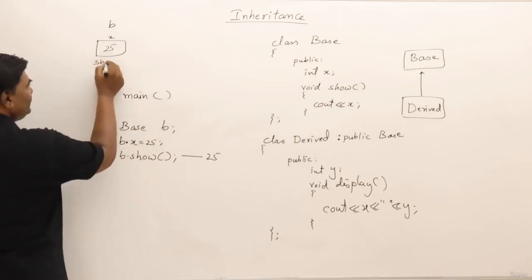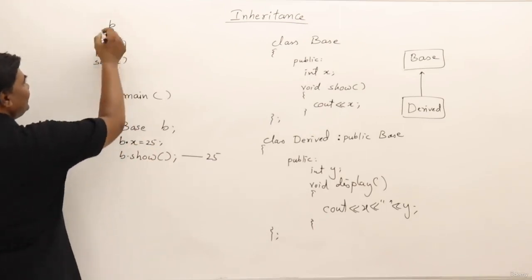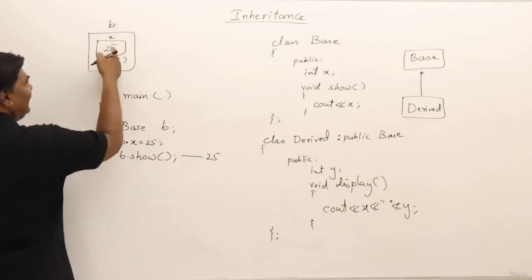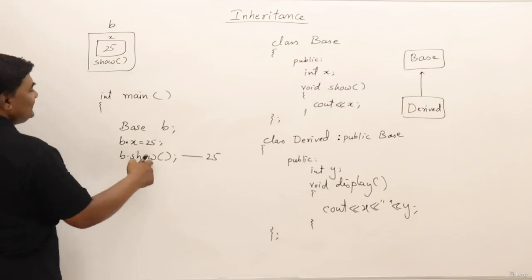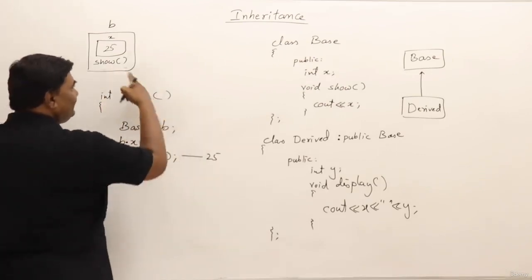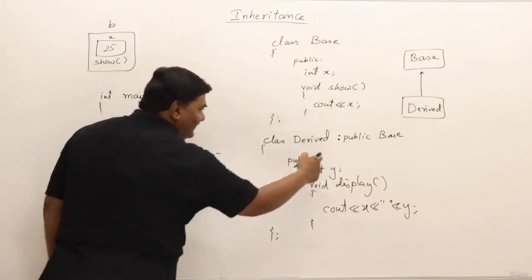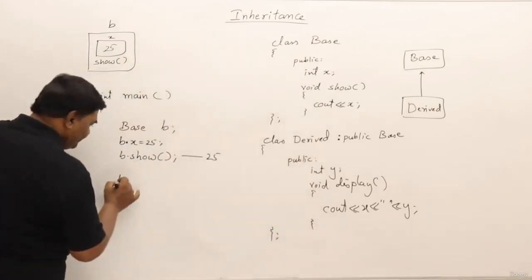So this 25 is stored here, and I am calling show. I will write on the function also here to show that this object is having two things, that is x and the show function. x I have set as 25 and b dot show I am calling, so it is displaying this 25. Now let us create the object of the derived class.